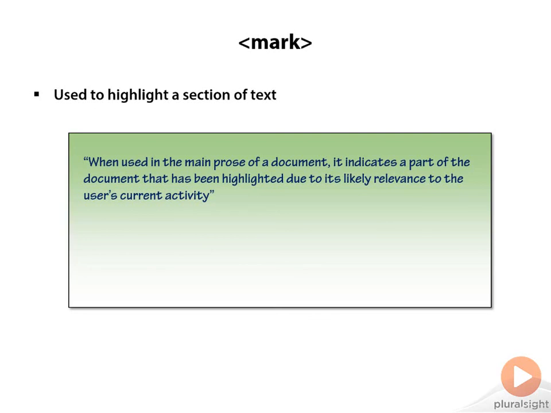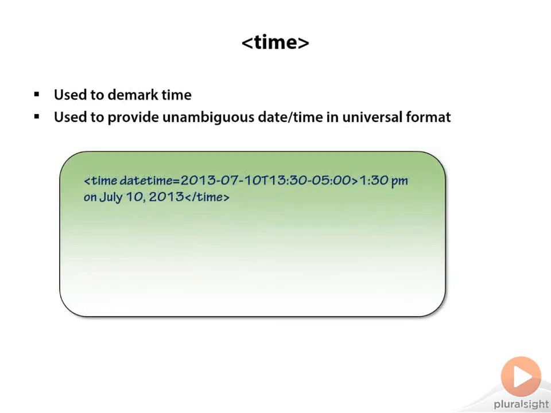Time is used to provide a very specific and unambiguous date time in a universal format. That format is year, month, day, optionally followed by a capital T, and the time in military time, or 24-hour clock, followed by your time zone. So for Eastern U.S., that would be -5 because we are 5 hours behind Universal Time or Greenwich Mean Time. Within the time tag, you can display the date and time any way you like.